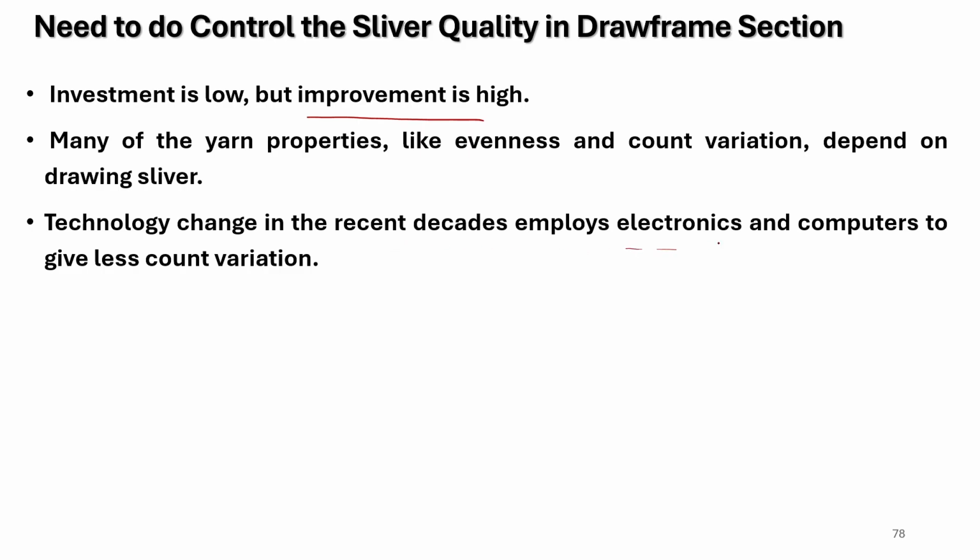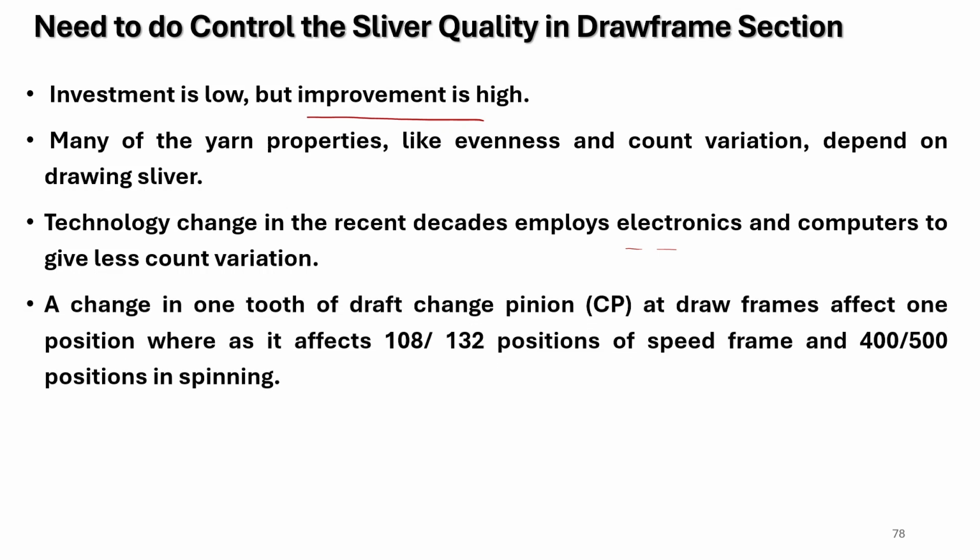Electronic and computer controlled systems are there to control the count variation. For example, a change of one tooth of the draft change pinion at the draw frame affects one position there, but it affects 108 to 113 positions of the speed frame and 400 to 500 positions in ring spinning. So, that is the type of draft effect that is there.